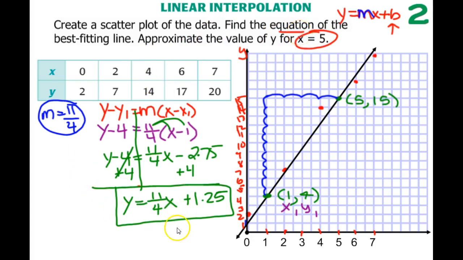Now it says approximate the value of y when x equals 5. You can do this either by plugging a 5 into your equation or by looking at 5 on your graph. This one just so happens to be a nice number. When you get to 5, it's 15.